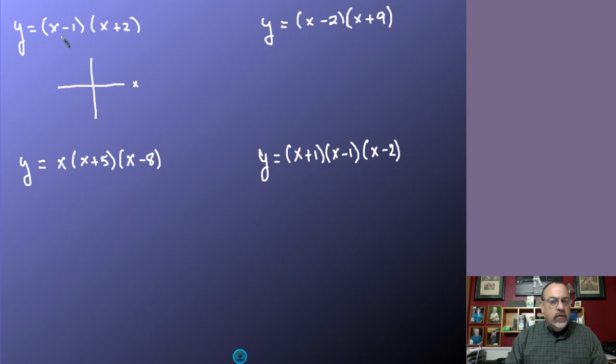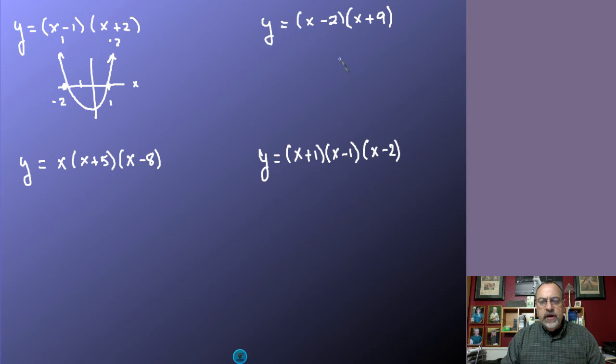So here, a positive 1 will make this 0, so I know this has a 0 at 1, and a negative 2 makes this 0, so I know it crosses at negative 2, so these 2 points are zeros of the function. Now this is a quadratic because there's 2 factors, and we know quadratics look like parabolas, and it's positive, so I know it's going to look like this, something like that. That would be a quick sketch.